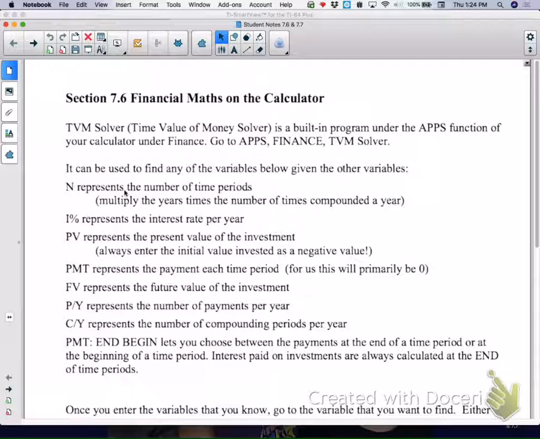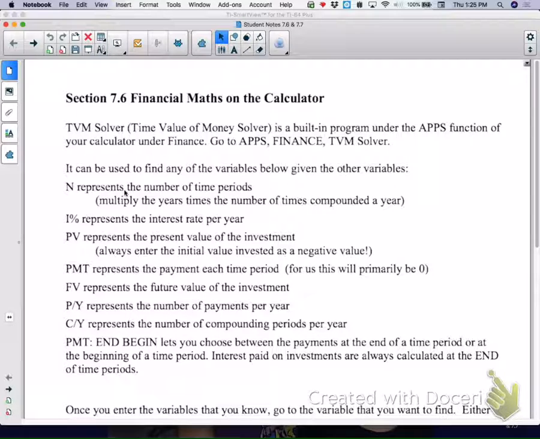PV represents the present value of the investment. Now, one thing that's a little bit different is whenever we did this by hand, we didn't do this, but in the calculator, your present value, you're going to put that in as a negative, and that's because that's money that you do not have because you've invested it. The PMT is the payment for each time period. I don't remember seeing any in your book where there's anything that you put there, so just leave it 0. FV is the future value of the investment, how much money you end up with after a certain period of time. PY represents the number of payments per year.